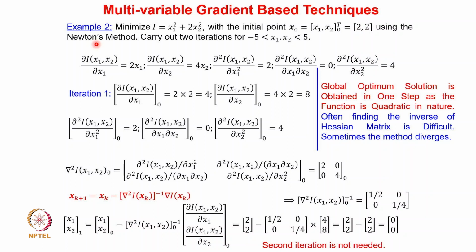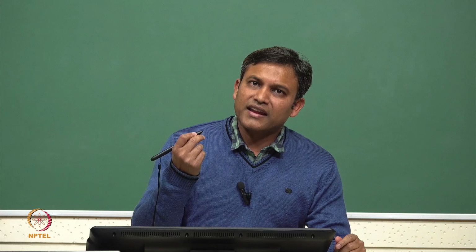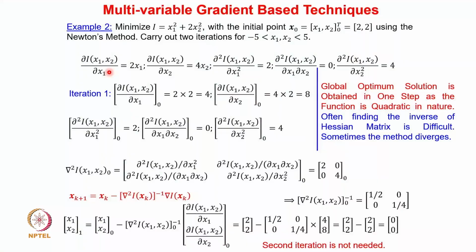Now let us solve the same problem by using Newton's method. So in Newton's method, remember we require a gradient matrix as well as a Hessian matrix. So the gradient can be obtained as dou I by dou x1, dou I by dou x2, isn't it? And the components of the Hessian matrix will be what? Dou square I by dou x1 square, dou square I by dou x1 dou x2, and the last component is going to be dou square I by dou x2 square. So we can put the initial values of the variables x1, x2, 2, 2 in all these first order and second order derivatives.